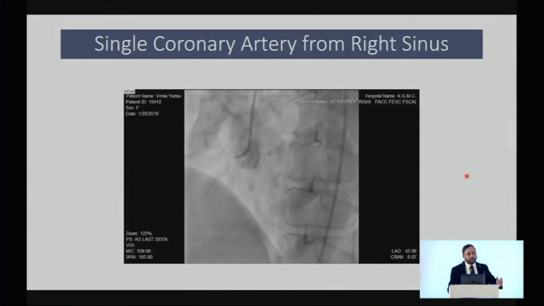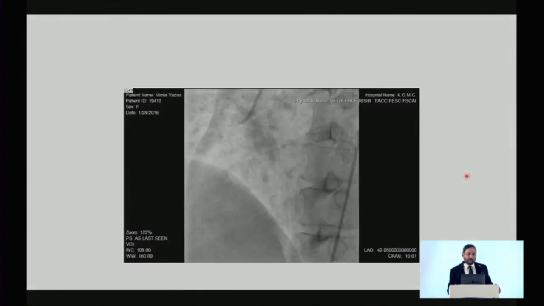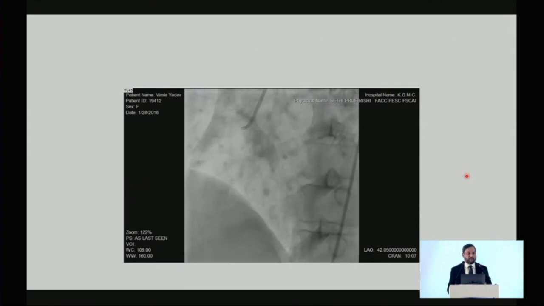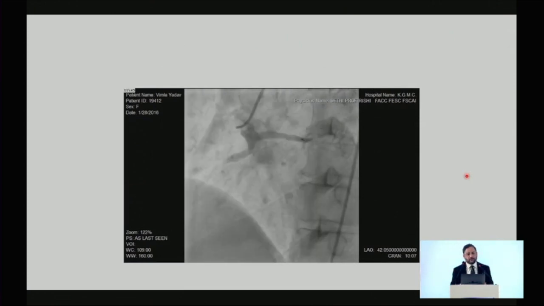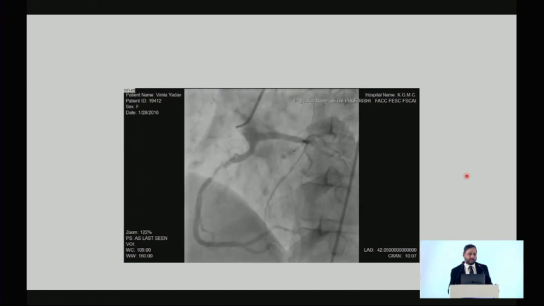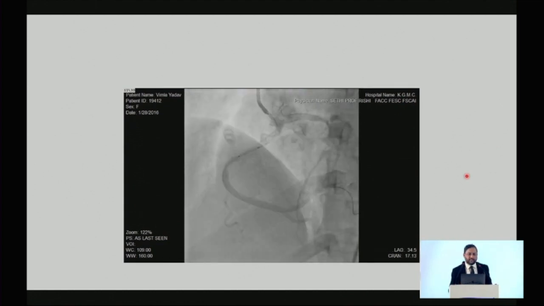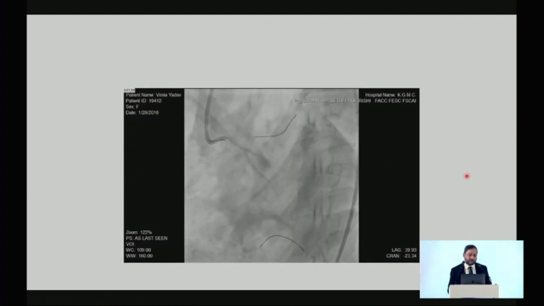We can have single coronary arteries from the right sinus, or from the right sinus and the left sinus, where there's a giant ostium from which both the RCA and the left system are coming. In this example, you had critical lesions in both the RCA and LAD that were treated successfully.